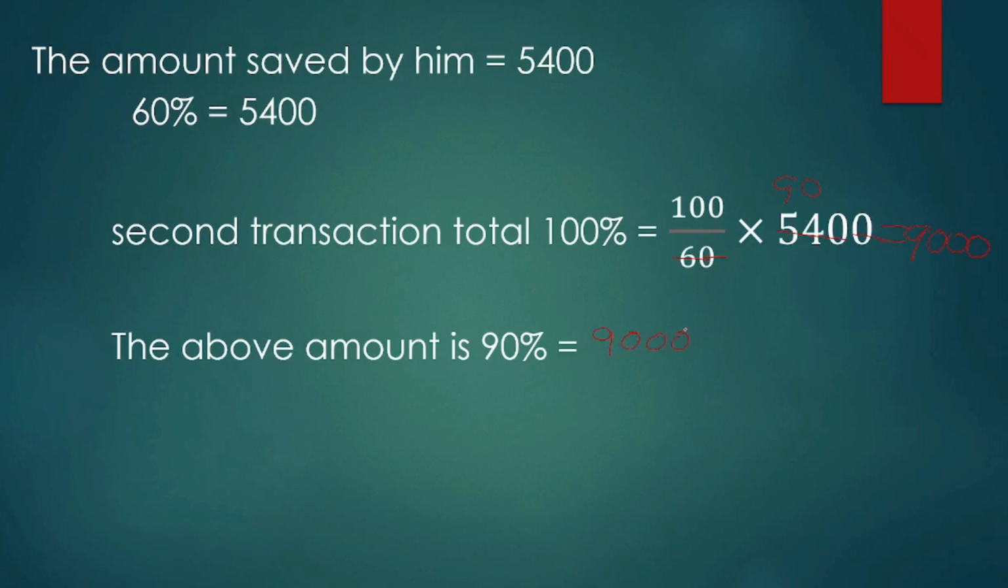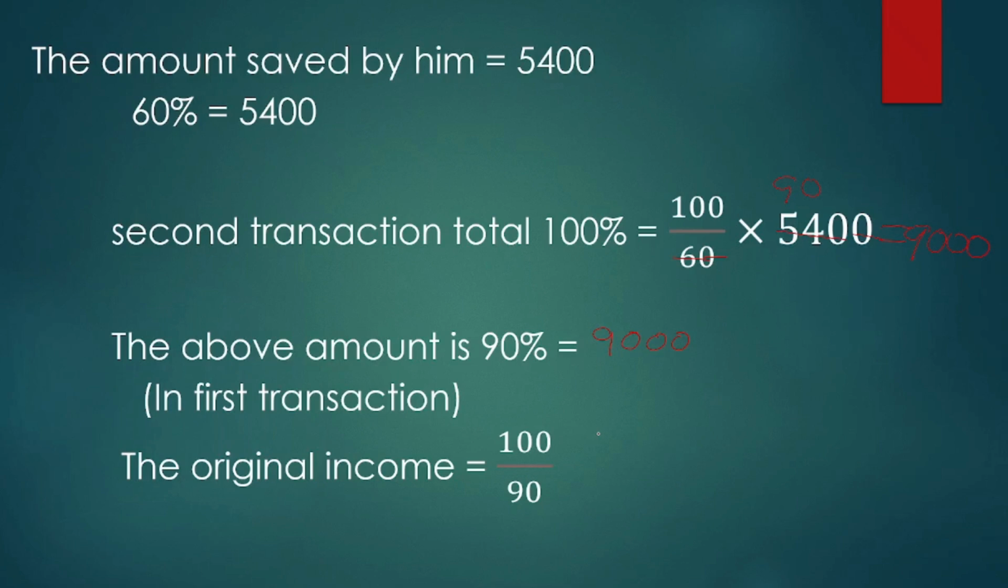Now we can calculate the original income of the person as 100 by 90 into the resulted value from the above calculation, 9000. So the zeros get cancelled and 9 ones are 9, so 100 into 100. So this is 10,000. So the original income of the person here is 10,000 rupees.